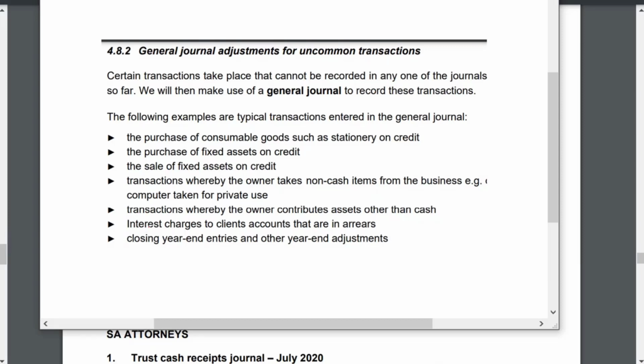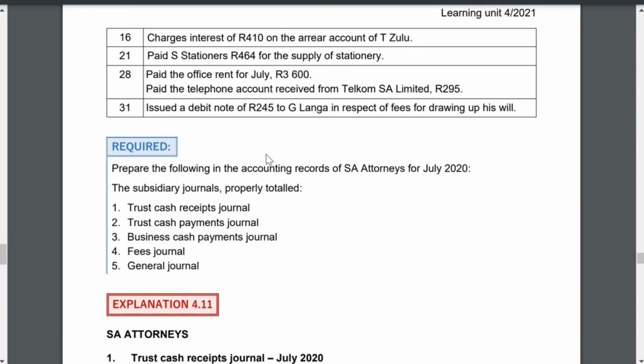Well done, guys. It is point number 6. Interest charges to clients' accounts that are in arrears. That is true. Number 16, it is general journal, and it is point number 6.